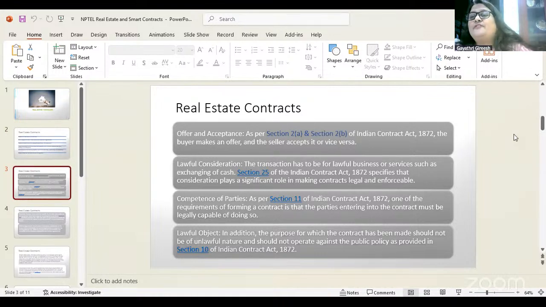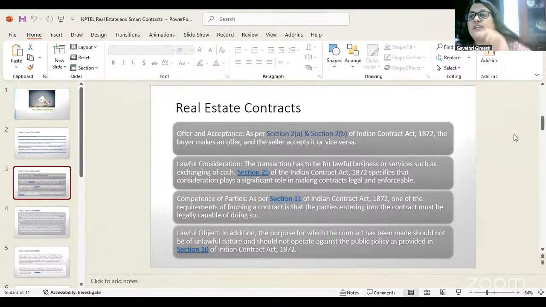And there is a lawful consideration. Now, take a gift deed: when a property comes to you through a gift deed, you're not purchasing it, so you're not a potential buyer or a seller. But a transaction has to be a lawful business, such as the exchange of cash. So when there is a monetary consideration, the real estate contract has a value.